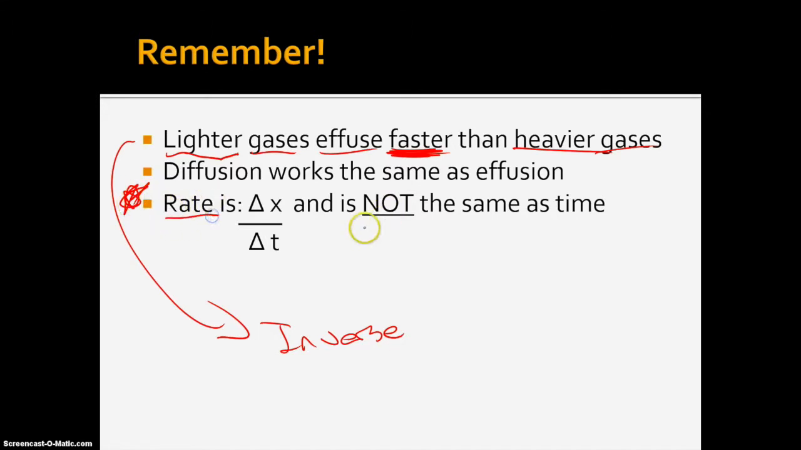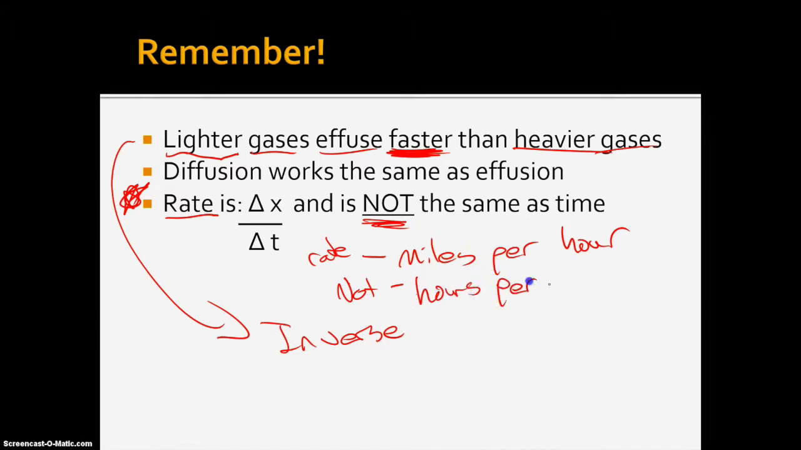Rate is not the same as time, and rate is always delta x, which is delta something, over delta time. So what I mean by this is you say miles per hour, which is a rate. You do not say hours per mile. So time is not the same as rate. Whenever the problem gives you time, do not just plug it in and chug and calculate. You've got to do some extra steps.